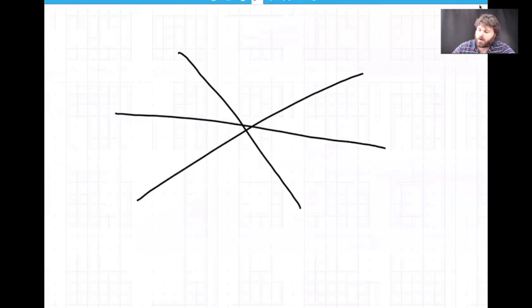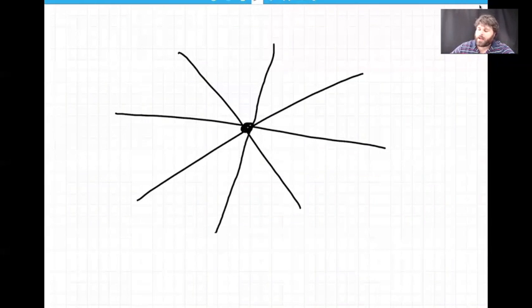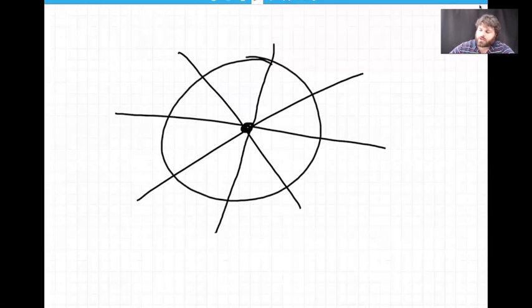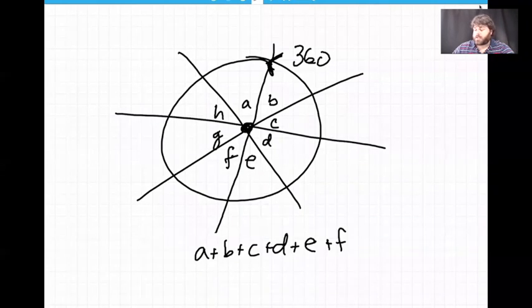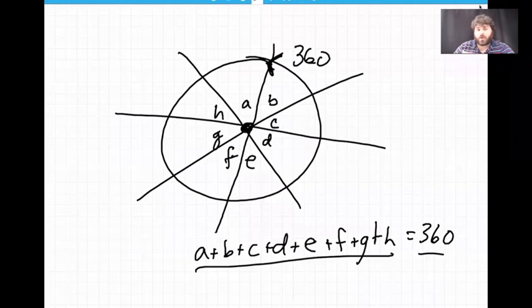Okay? So an add-on to that would be something where three lines intersect at a circle or four lines intersect at a circle. It doesn't really matter how many. But what you know is that in a circle, there's 360 degrees, right? If I go all the way around the circle, it's 360 degrees. So if this is angle A and B and C and D, E, F, G, and H, well, then I can say that A plus B plus C plus D plus E plus F plus G plus H is equal to 360 degrees. Okay, if it makes a full circle, it's 360.